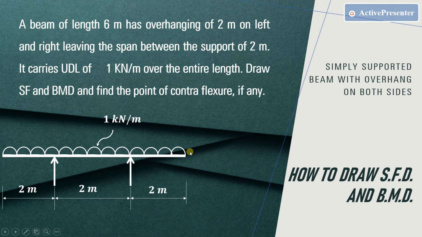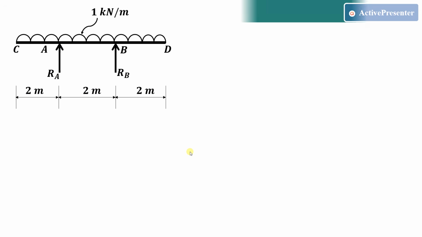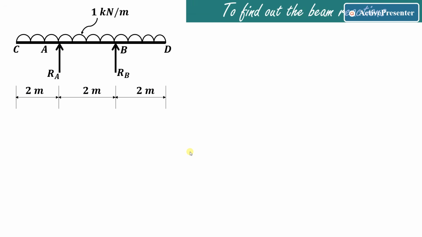So for this particular arrangement, we have to find out the values of shear force and bending moment, and then we have to draw the shear force diagram and bending moment diagram. So let us start with our first step, that we have to find out the beam reactions first, that is RA and RB we have to find out first.